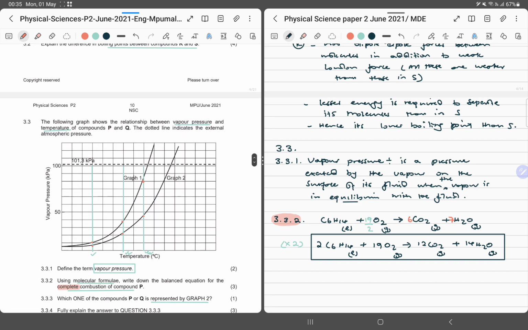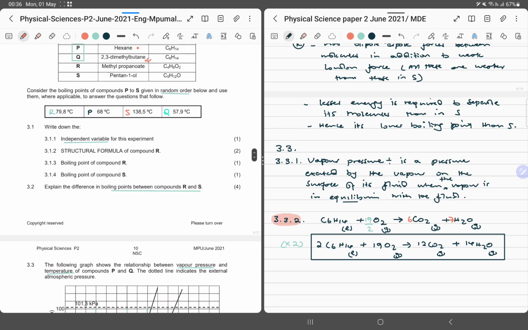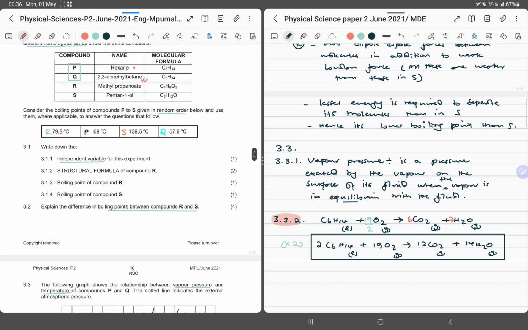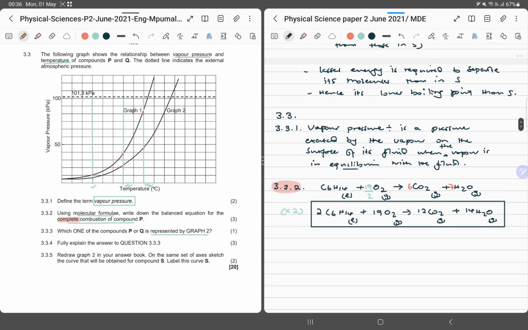So now the question says, graph 2 represents which one? It represents P, because it is the one with the lower vapor pressure compared to the other for a given temperature. So it is compound P. So we've got 3.3.3, so this is compound P. We can just write P.